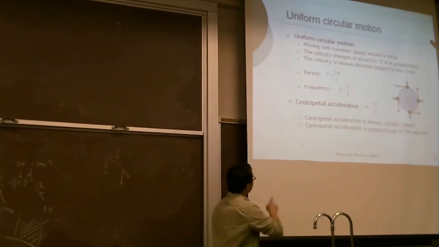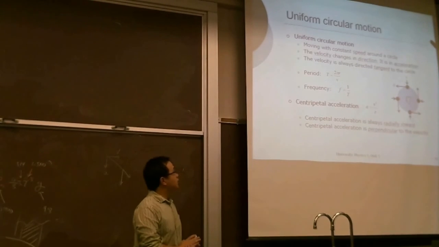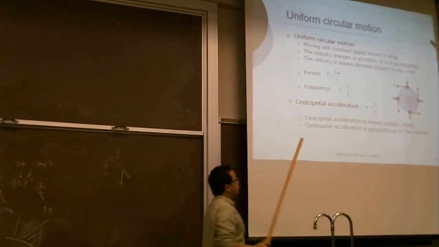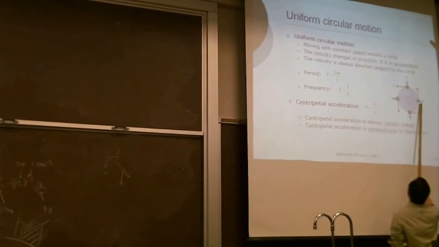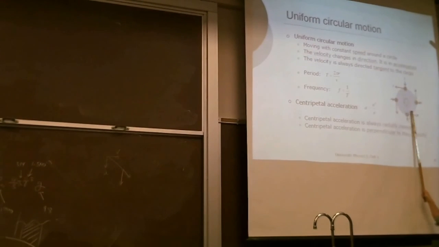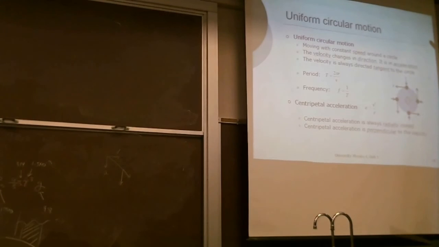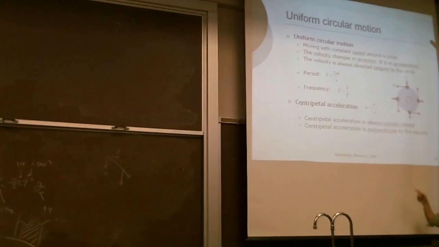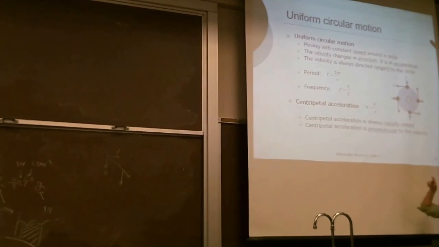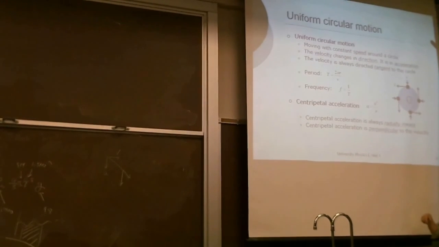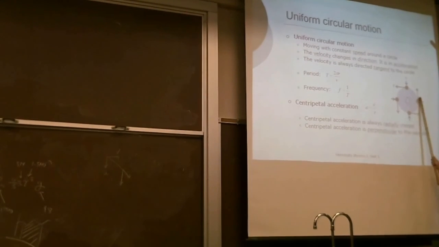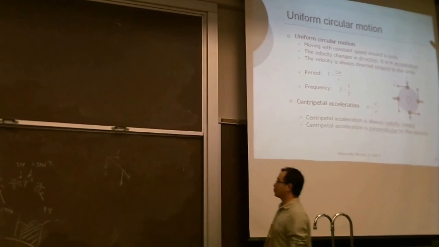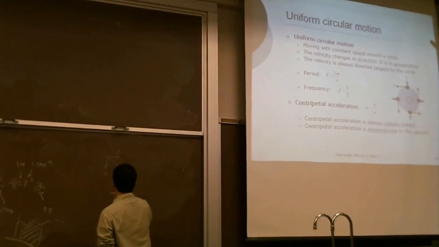Another thing I would like to introduce is the period and the frequency of circular motion. Circular motion is a repeated motion: one revolution, another revolution, like that. For this kind of repeated motion, it is good to introduce some quantity to characterize each revolution. We want to know how much time it takes to finish one revolution. This is called the period. We use capital T.